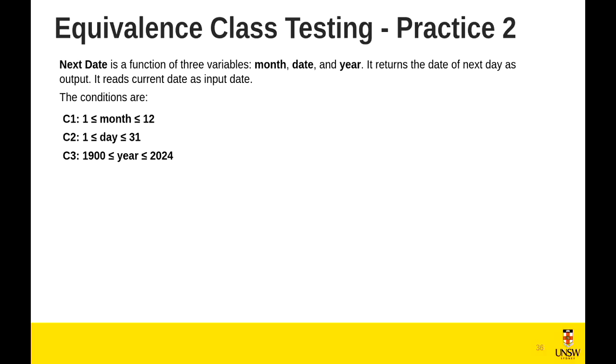Let's come to a second practice here. This time, we have a new function called nextDate. It is a function that accepts 3 variables: month, day, and year. It reads the current date as input and returns the date of the next day as output. So the conditions here are: month should be between 1 and 12, day should be between 1 and 31, and year, let's assume, ends by this year.